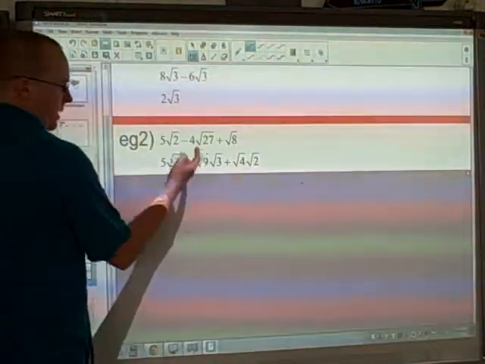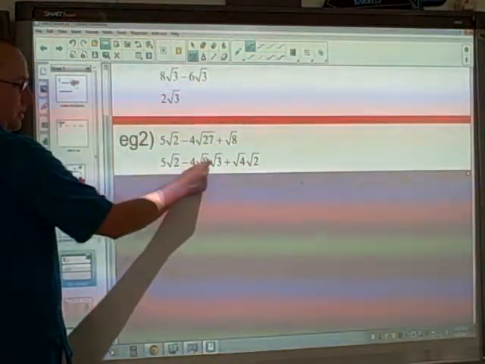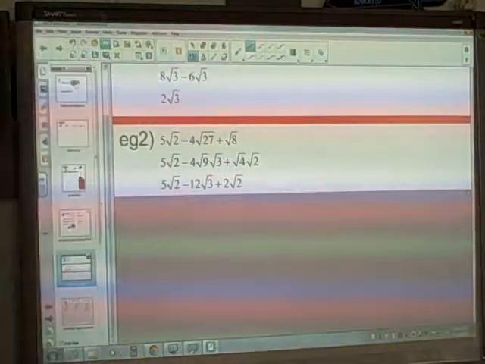Then I work out the one that I can work out. So square root of 9 is 3, times by 4 is 12. So this is 12 radical 3. And the square root of 4 is just 2. So that's 2 radical 2.